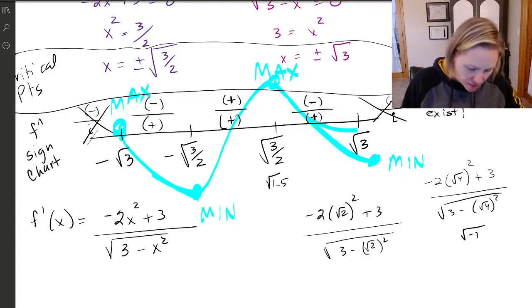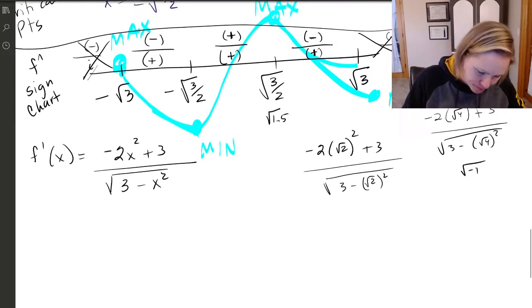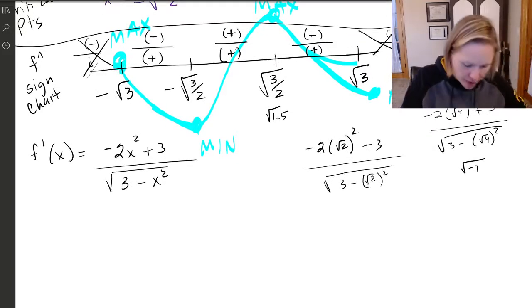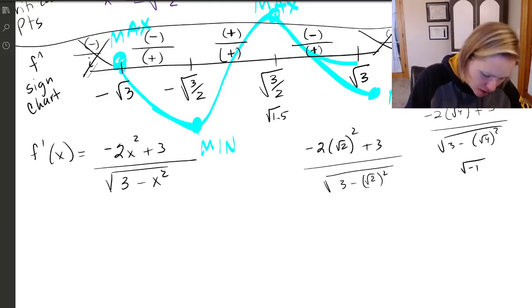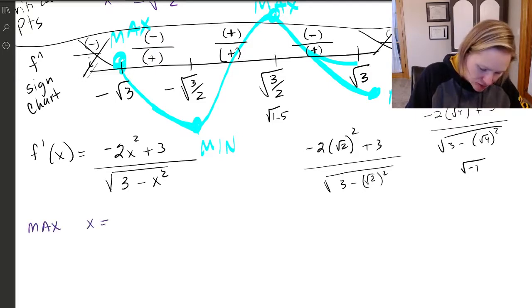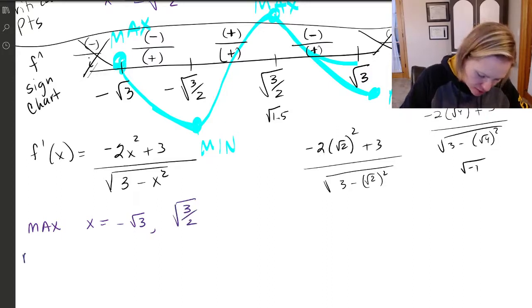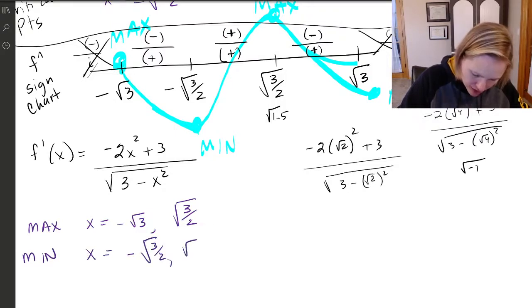But let's classify everything that we have going on and wrap everything up. So we want to know where are maxes and mins. We have a max at x equals negative square root of 3, and at positive root 3 over 2, we have a min at x equals negative square root of 3 over 2 and positive square root of 3.